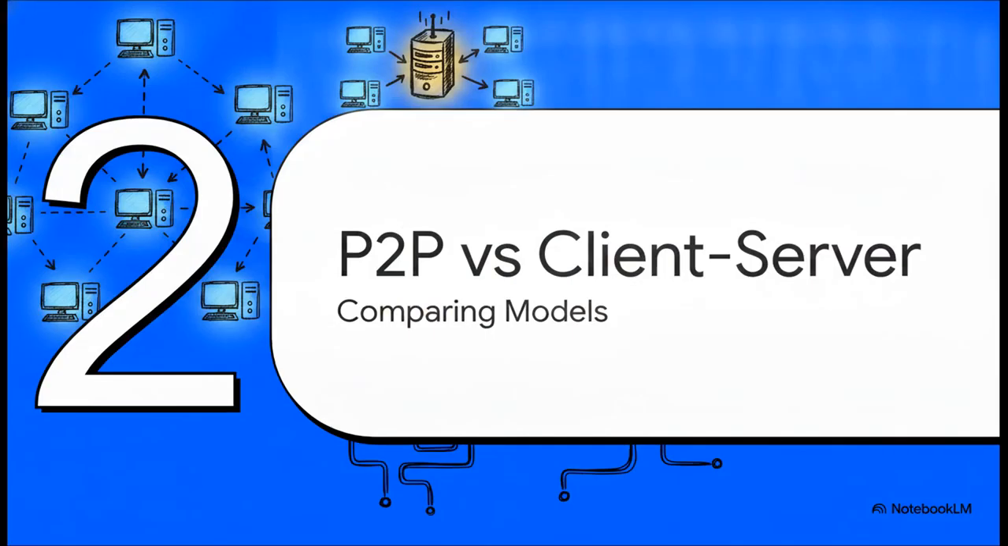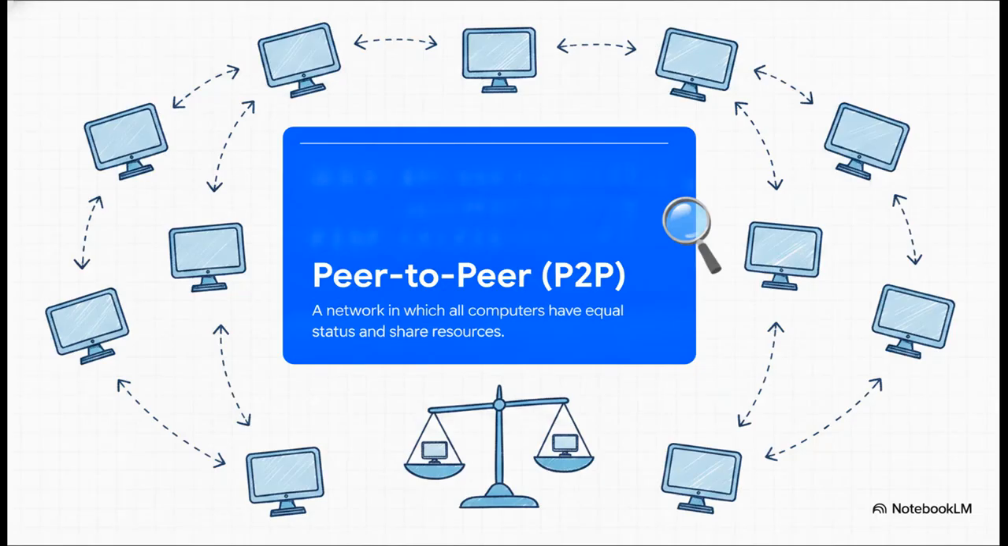Moving right along to Section 2, P2P versus client-server. First up is the peer-to-peer or P2P network. This is a setup where all the computers have equal status, with each one acting as both a client and a server. That phrase, equal status, is the absolute key takeaway here. There is literally no dedicated server bossing the other computers around. Every single machine sits on an even playing field, sharing its resources directly with its neighbors.